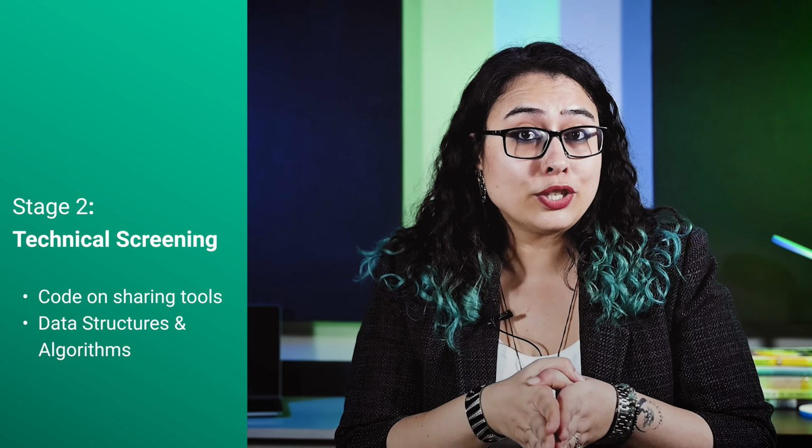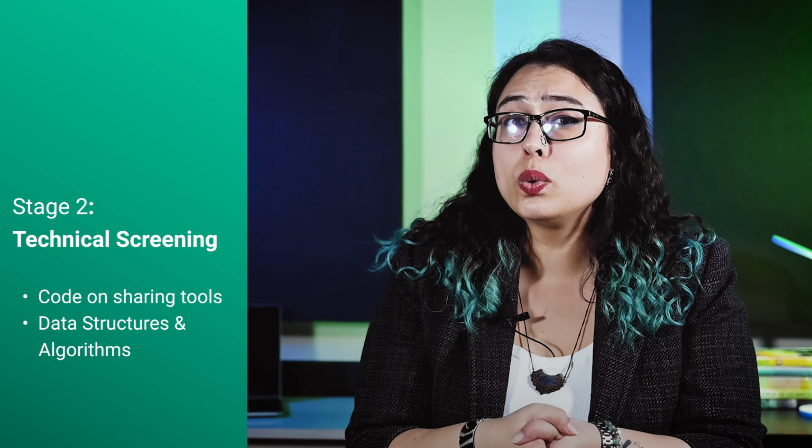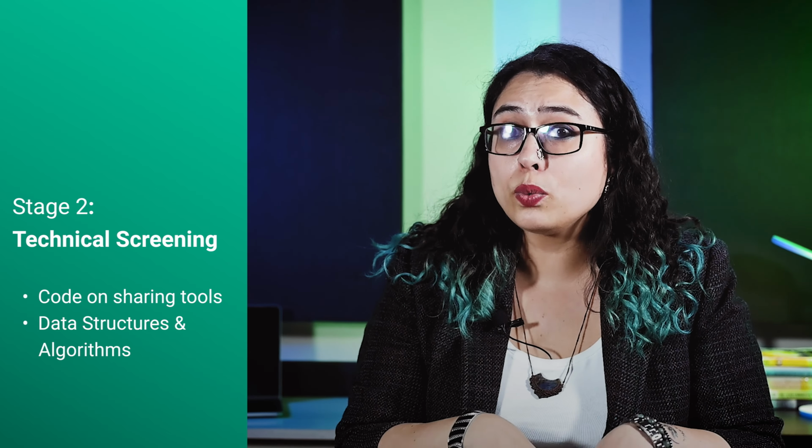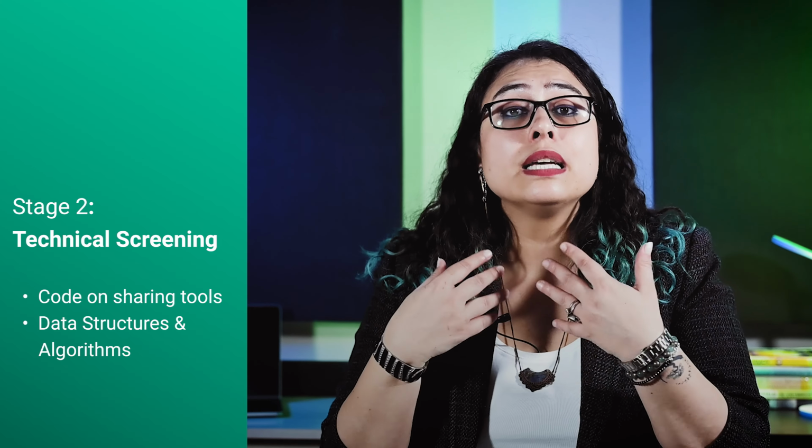Now, the second step is the technical screening. Once your resume is shortlisted, you will be invited for the technical phone interviews. The average candidate faces 2 phone interviews. You will need to write code on some sharing tool like Google Docs, and that will be visible to the interviewer. Each interview will be about 45 minutes covering data structures and algorithms. You will get 2 questions per interview and will be expected to write code.